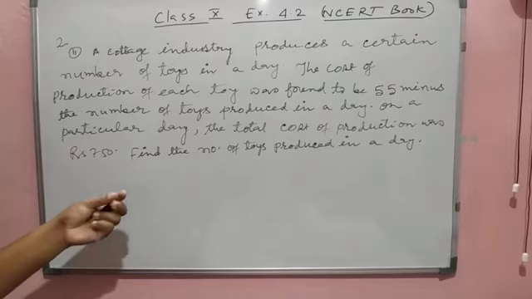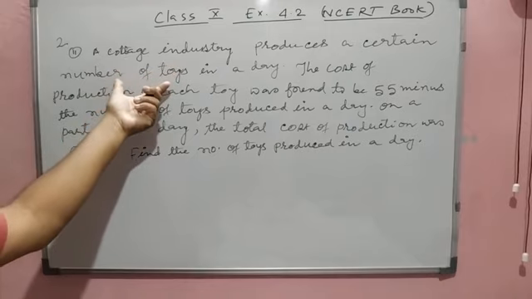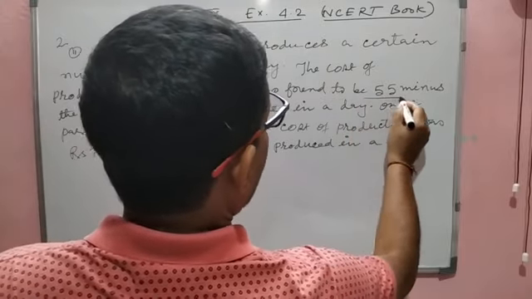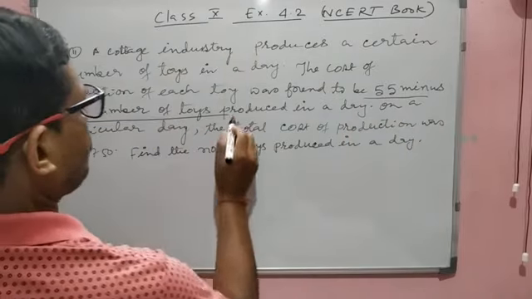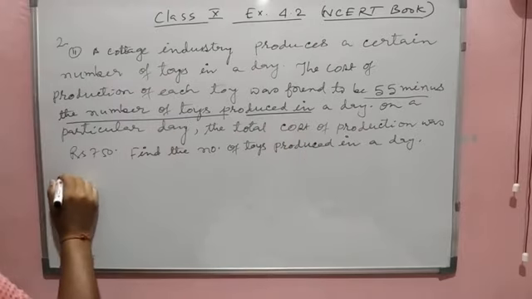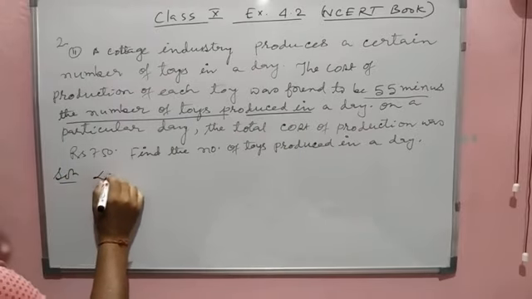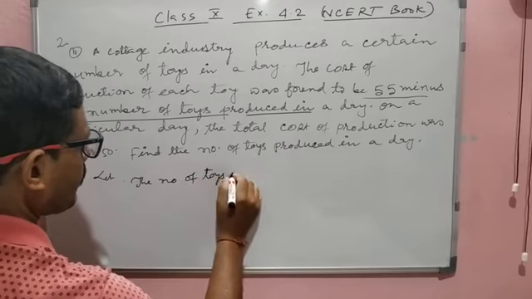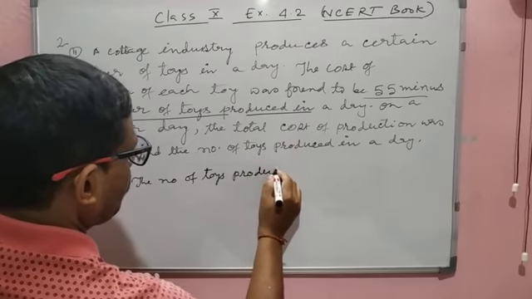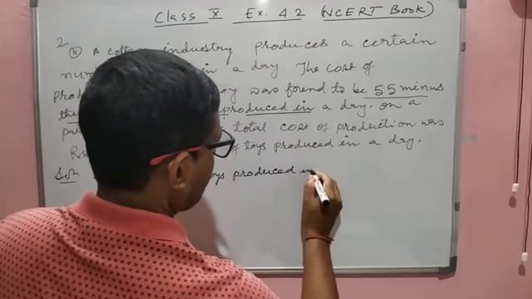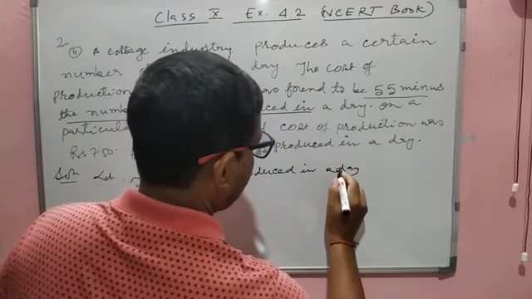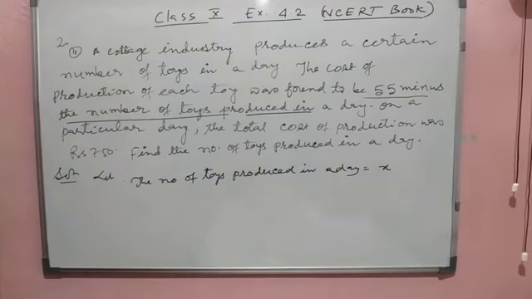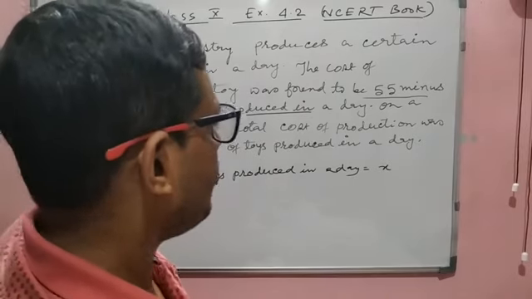So here given, a cottage industry produces a certain number of toys in a day. And the cost of production of each toy is 55 minus the number of toys produced in a day. So solution: let the number of toys produced in a day equal X.